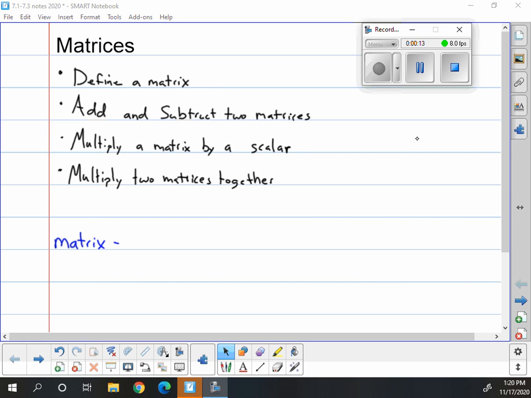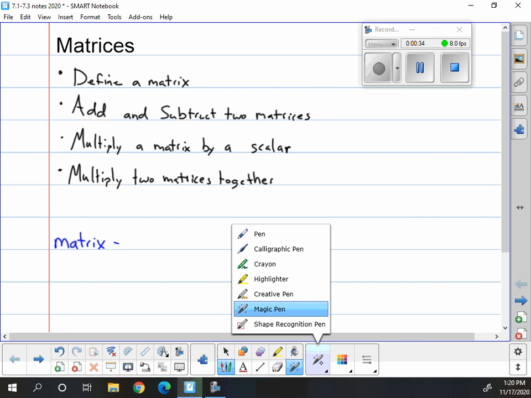So, this is what I want you to learn, these 4 bullets. So, what is a matrix? Let's define a matrix. I want you to be able to add and subtract 2 matrices together. Matrices is the plural for matrix. I want you to be able to multiply a matrix by a scalar. We'll talk about what a scalar is. And I want you to be able to multiply 2 matrices together.